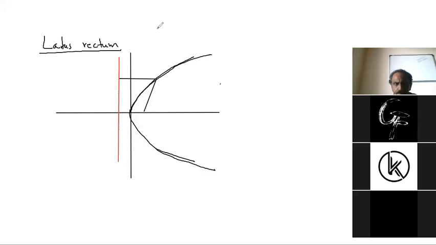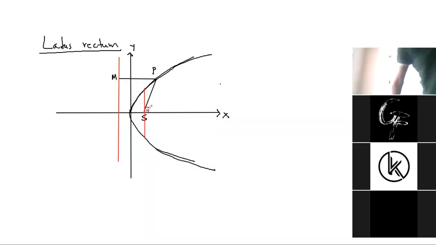This is your y-axis. This is your x-axis. This is your focus. This is a point P. Then draw the latus rectum. It should be passing through the focus and perpendicular to the axis of symmetry. Just 1 minute. So this is L dash.